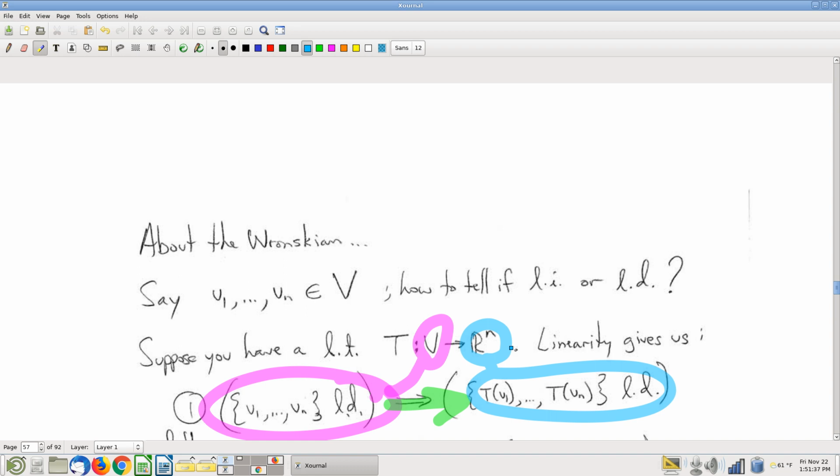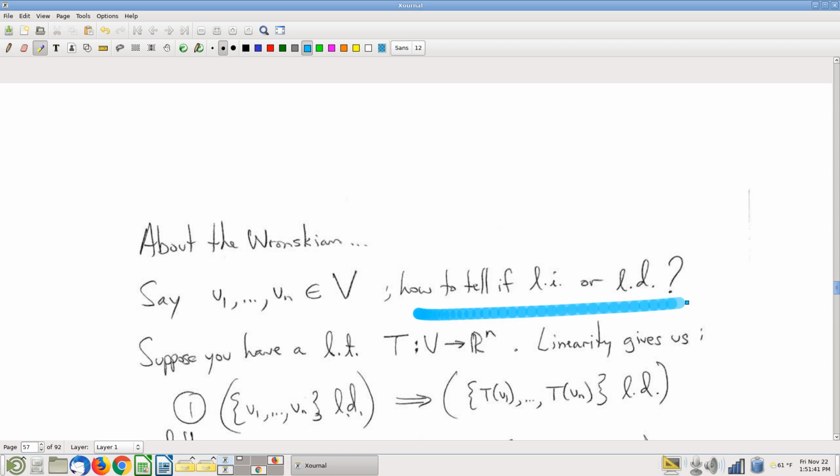Now, is this directly relevant to our question? Our question asks if a list of vectors is independent or dependent.